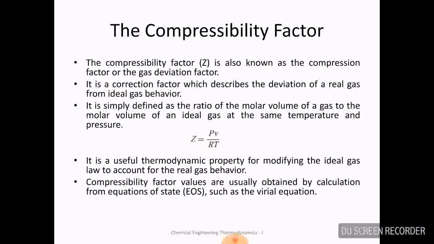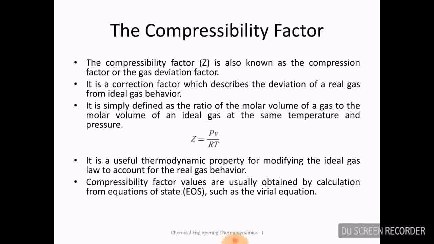The compressibility factor Z is also known as the compression factor or the gas deviation factor. It is basically a correction factor which describes the deviation of a real gas from ideal gas behavior. It is simply defined as the ratio of the molar volume of a gas to the molar volume of an ideal gas at the same temperature and pressure.